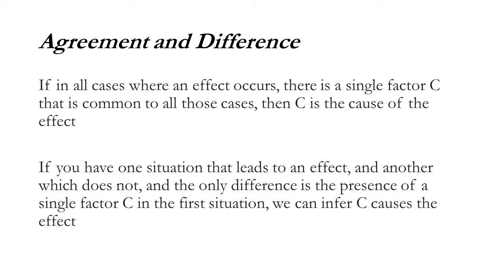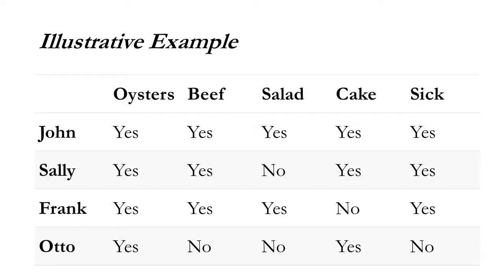Now we can combine these. In all cases where an effect occurs, there's a single factor that's common to all, and C is the cause. If you have a situation that leads to an effect and another which does not, the only difference being the presence of C, then C is the cause. Putting them together, check this example out. Again, I've adjusted the yeses and the nos. Here, everybody's had oysters. Here, everybody but Otto's had beef. There's a different distribution for salads and cakes. And, of course, Otto got off scot-free.